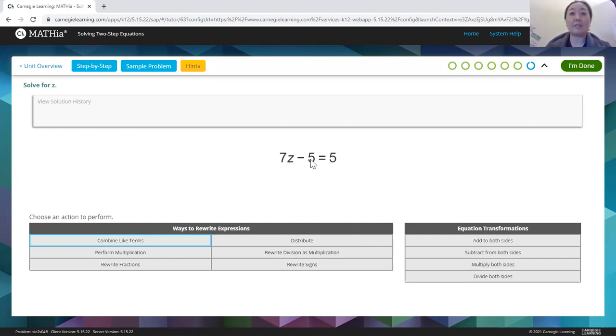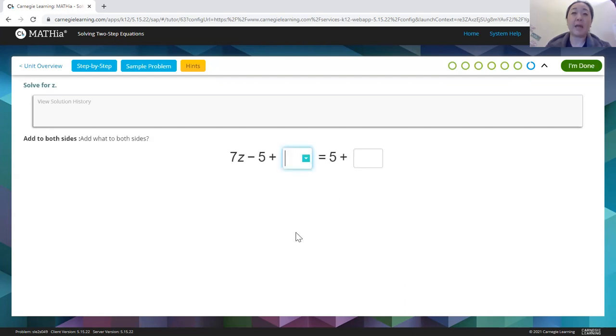Again, right here, I noticed that the z is over on the left-hand side, so I want to get rid of this -5. So I'm going to add to both sides. So I'm going to add 5, press enter.